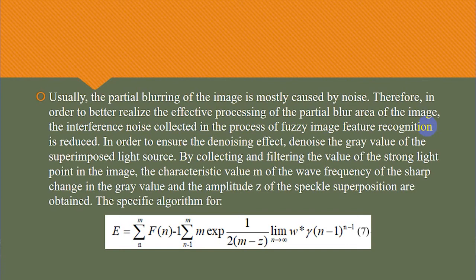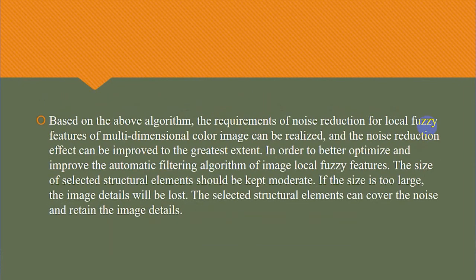The specific algorithm is given, where r is the light spot wave oscillator, and w is the phase angle of the light spot area. If the detection area element value is g, E is the independent statistical quantity of image denoising information. Based on the above algorithm, the requirements of noise reduction for local fuzzy features of multidimensional color images can be realized, and the noise reduction effect can be improved to the greatest extent.